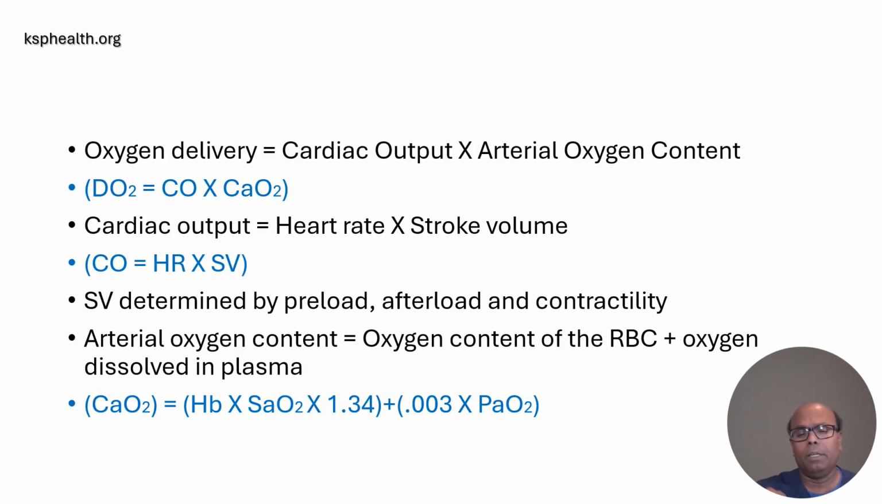Oxygen delivery is equal to cardiac output times arterial oxygen content. Cardiac output is equal to heart rate times stroke volume. Stroke volume is determined by preload, afterload, and contractility of the heart. Arterial oxygen content is equal to the oxygen bound to hemoglobin and the oxygen dissolved in plasma. As you can see, CaO2 is equal to hemoglobin times saturation times 1.34 plus dissolved oxygen in the plasma, which is 0.003 times arterial oxygen pressure.